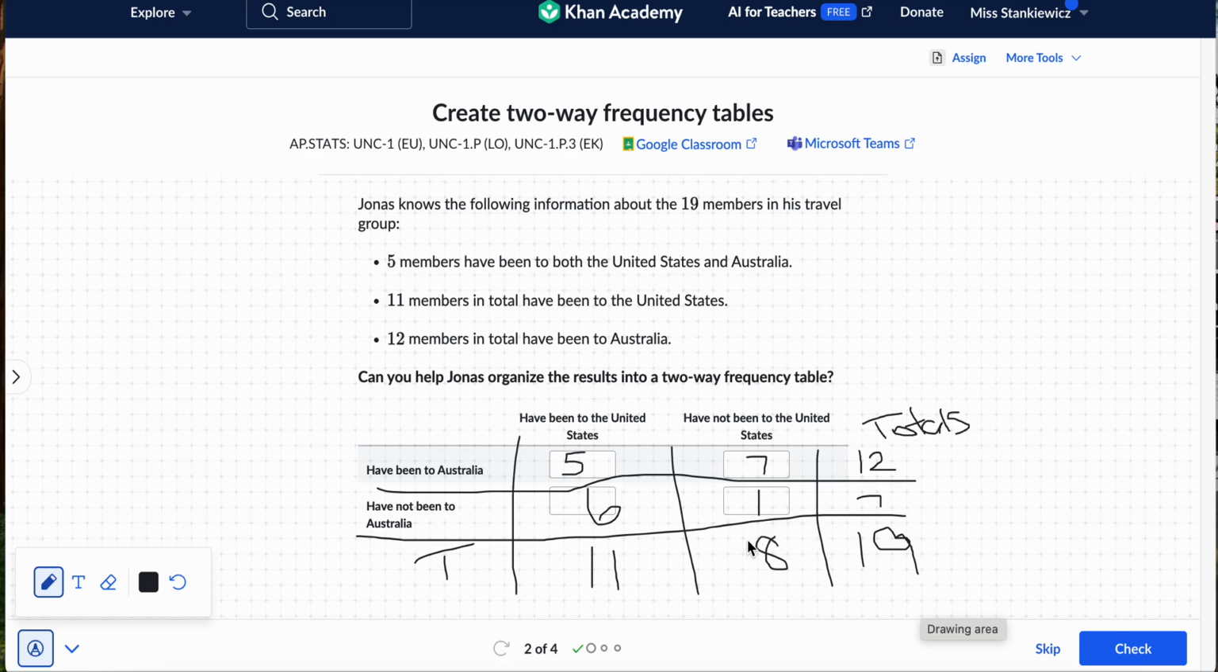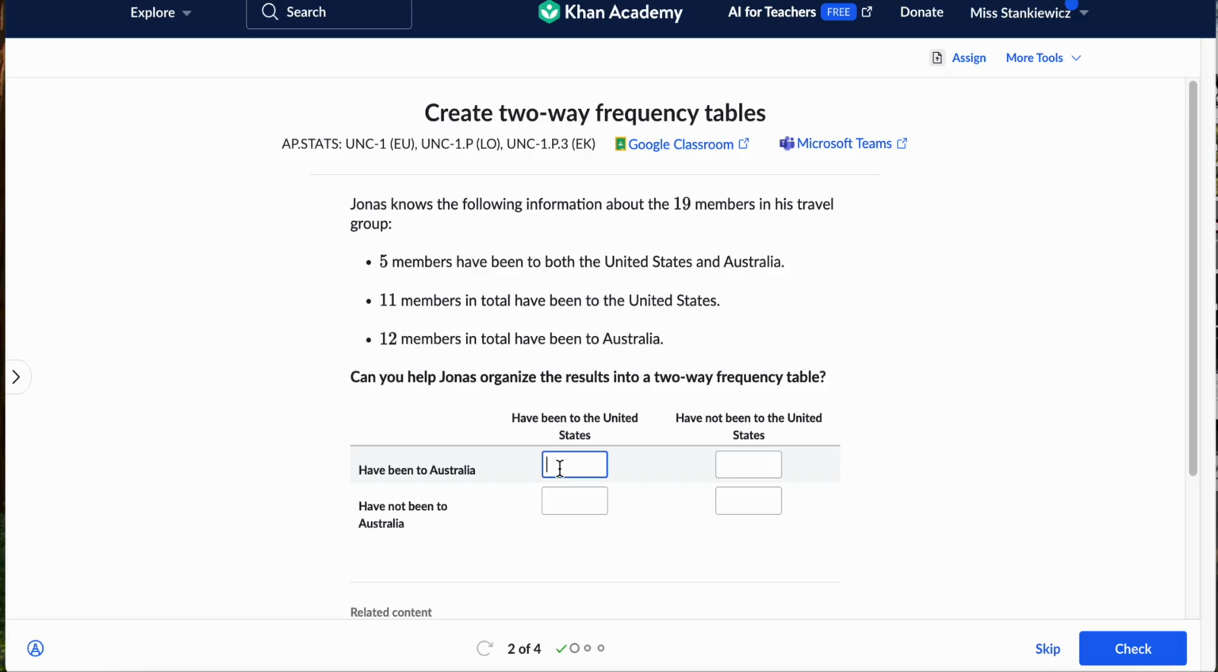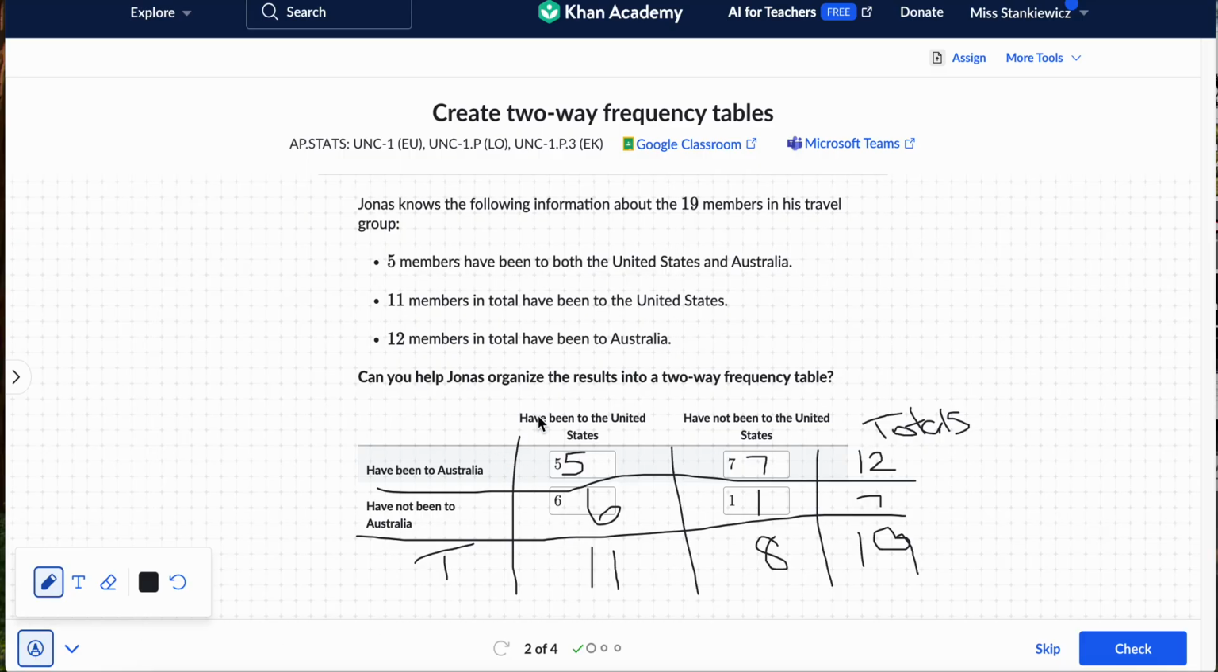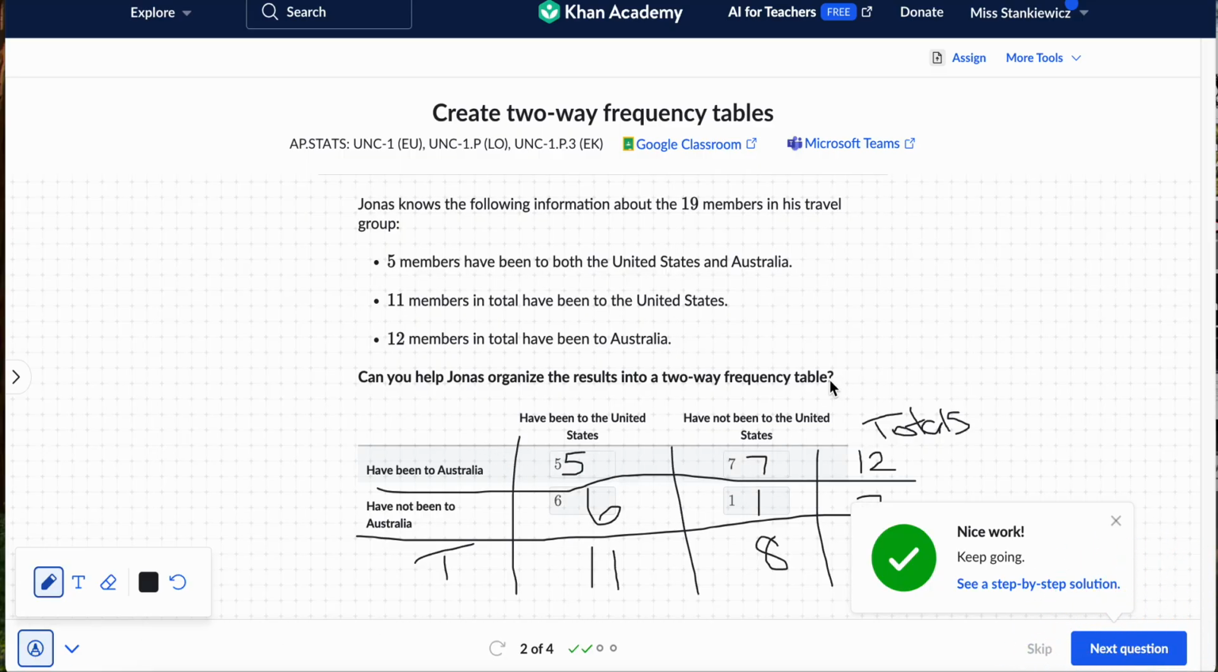Now you have to remember these numbers in the boxes to type. 5, 6, 7, 1. You could turn the pencil back on to make sure you typed it right. And I did. I can check. So with these ones, making the total columns would be really helpful. See me if you need extra assistance.